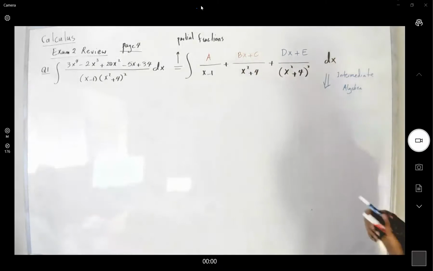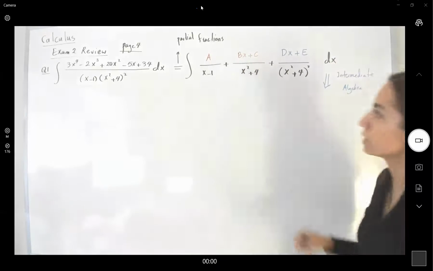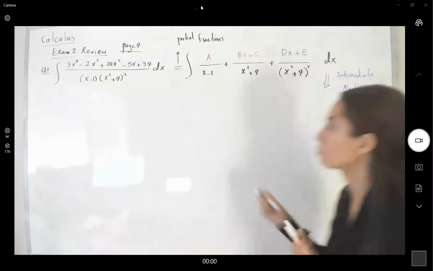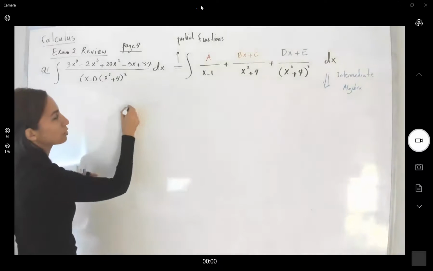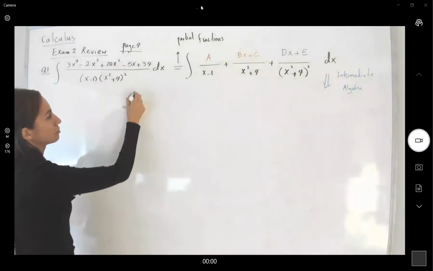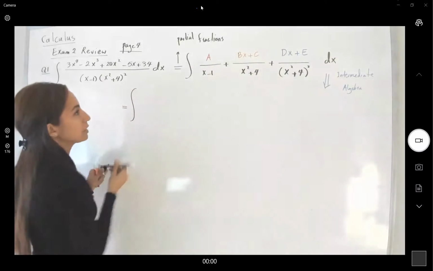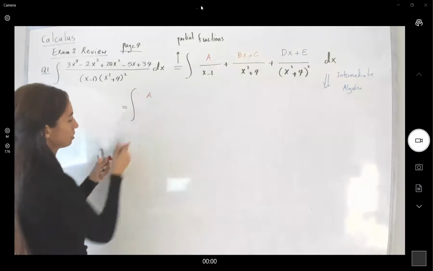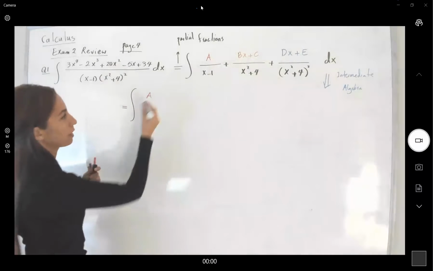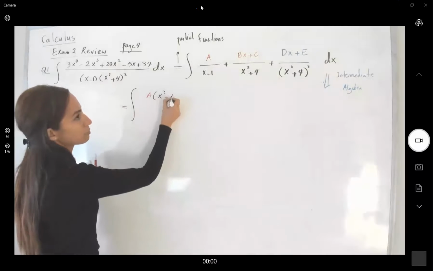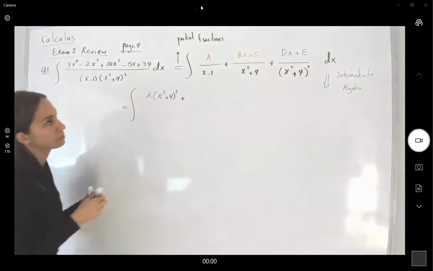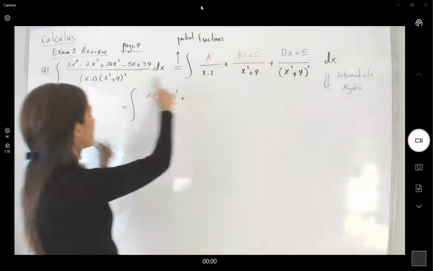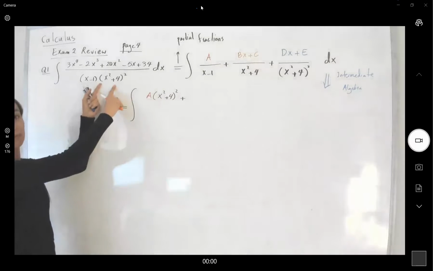Okay, so the common denominator between these three is x minus 1 times x squared plus 4 to the second power, of course. So this is equal to the integral of A times x squared plus 4 to the second, plus Dx plus C times the common denominator x minus 1 times x squared plus 4 to the second.